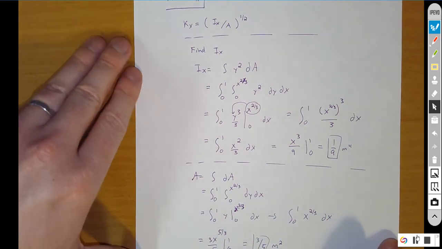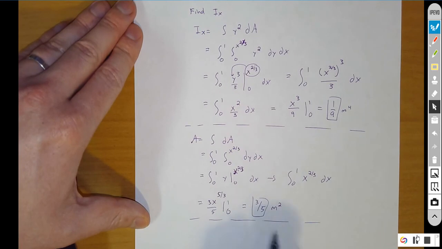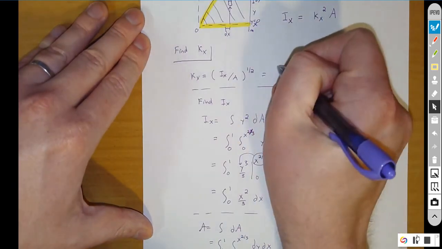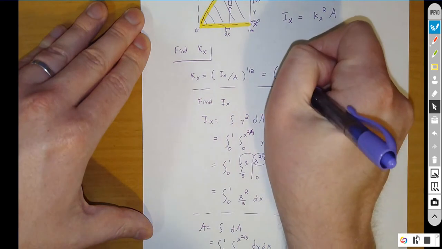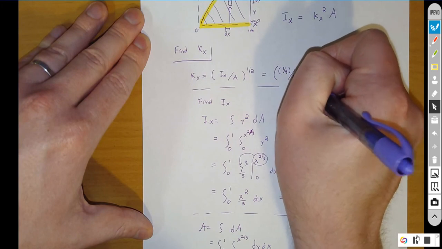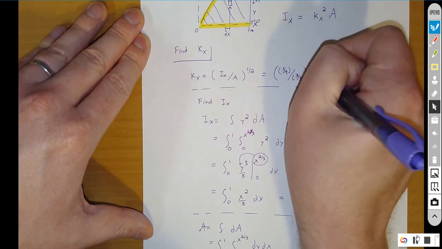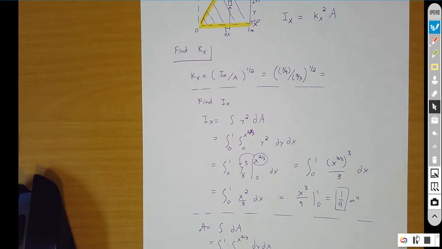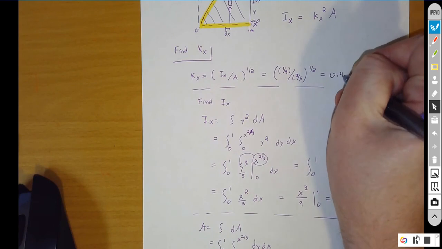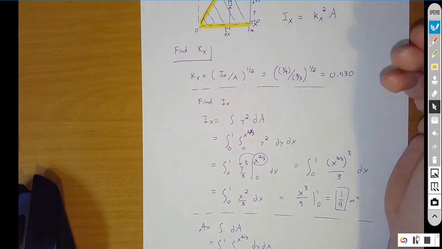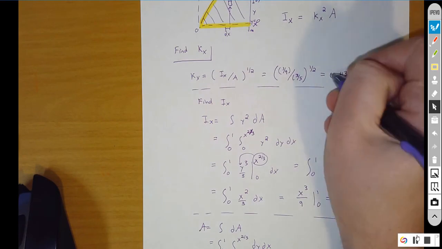So if I bring all that back, oops, sorry, you couldn't see that, 3/5 of a meter squared. So if I bring all that back up here, then I will get 1/9 divided by 3/5, and I'll take the square root of that. So you just plug that into your calculator, and you will get 0.430, and the units on this is just meters.